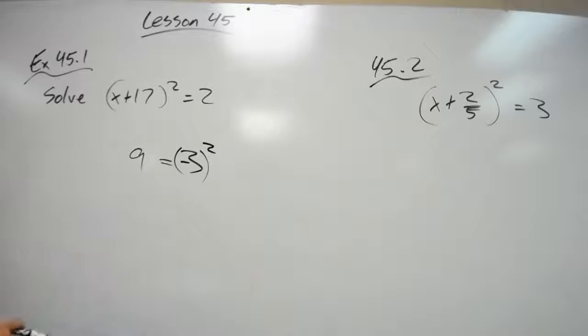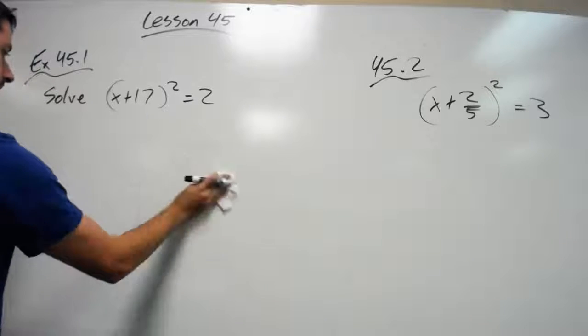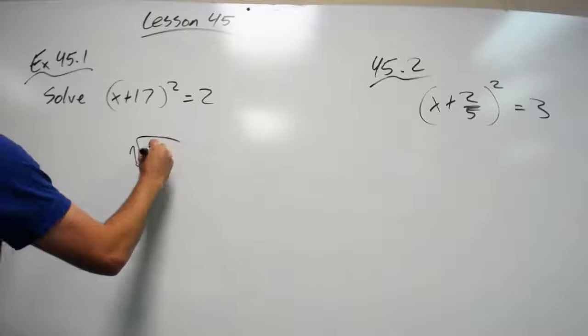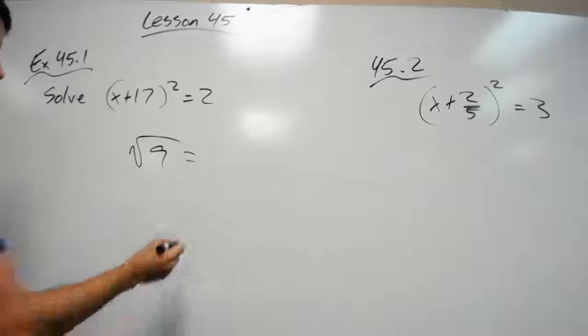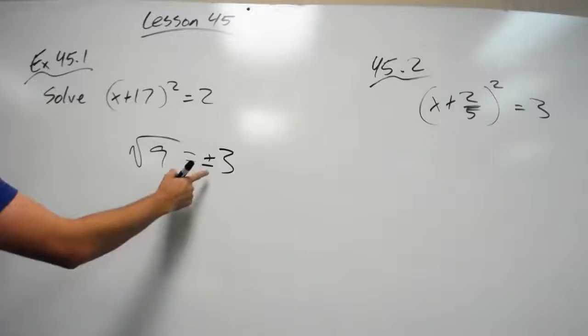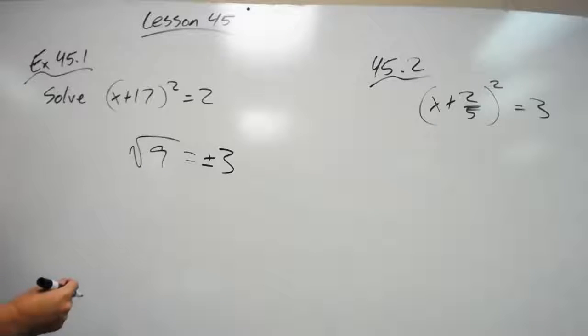So slightly confusing. So all that being said, if you have square root of 9, what we can say is plus 3 or minus 3, because either one would equal that when you square it. Well, let's just look at an example problem. Let's look at example 45.1.